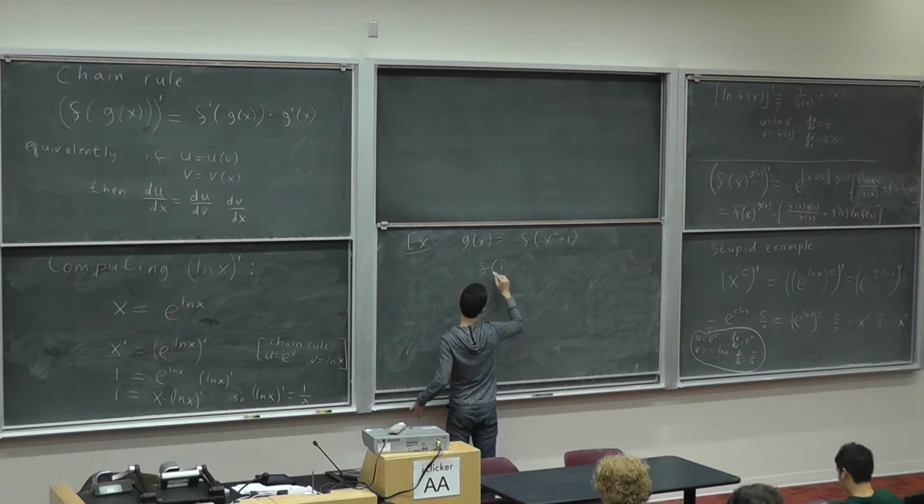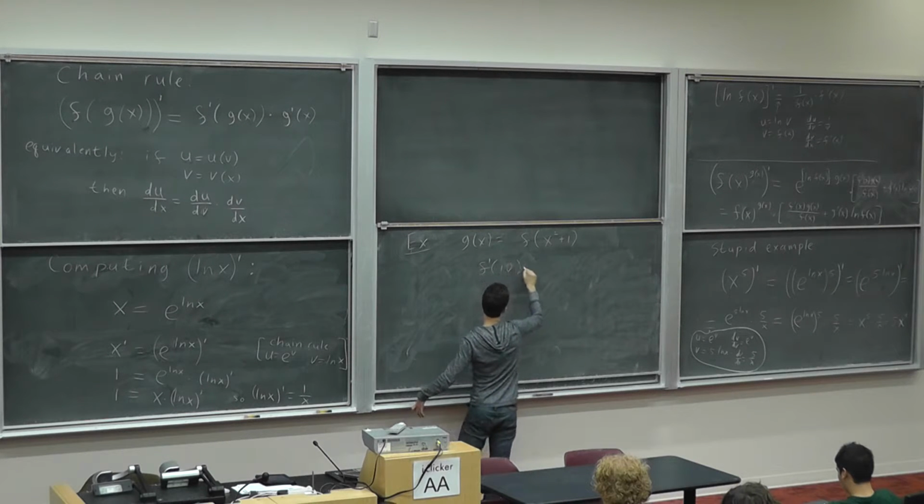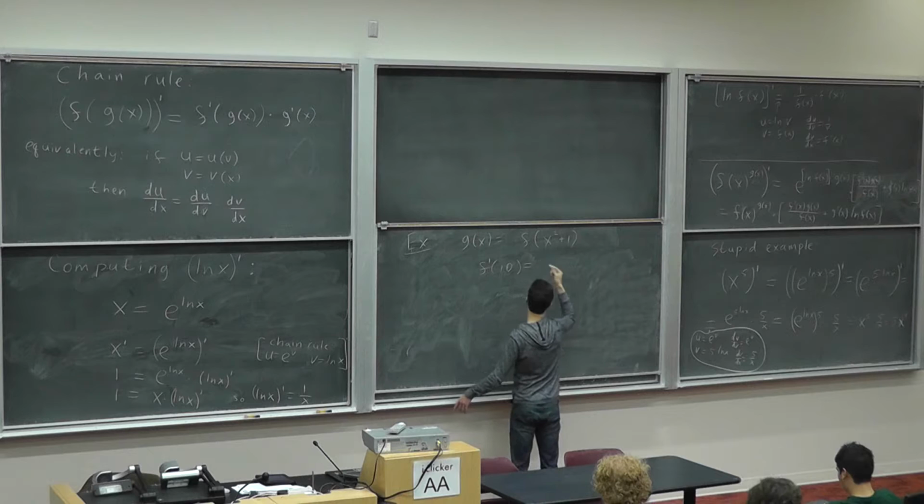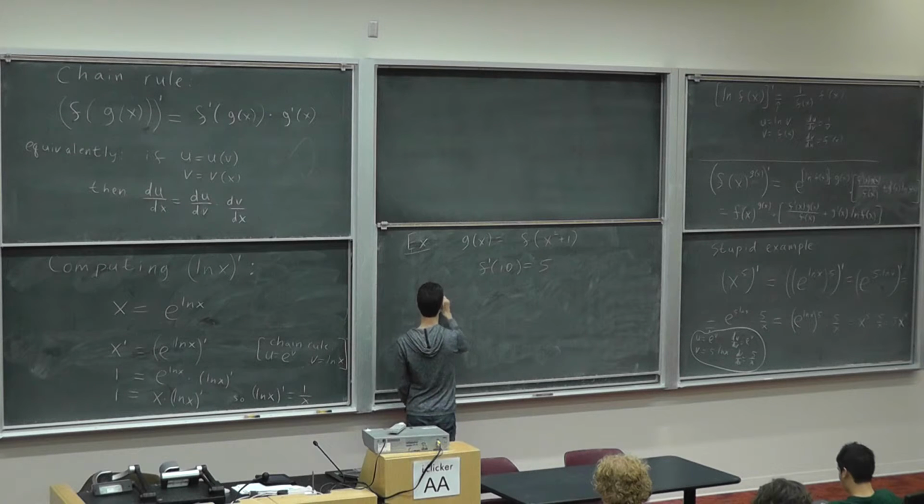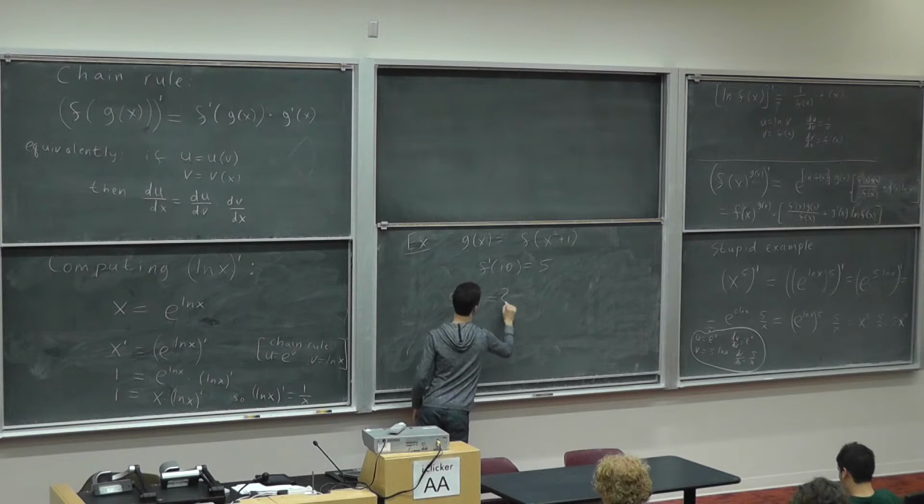Suppose I also know that f prime at the point 10 is pi. And the question is, what is g prime at the point 3?